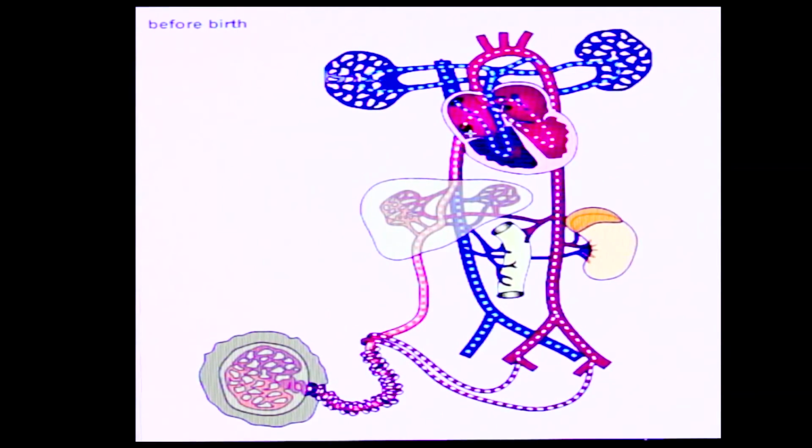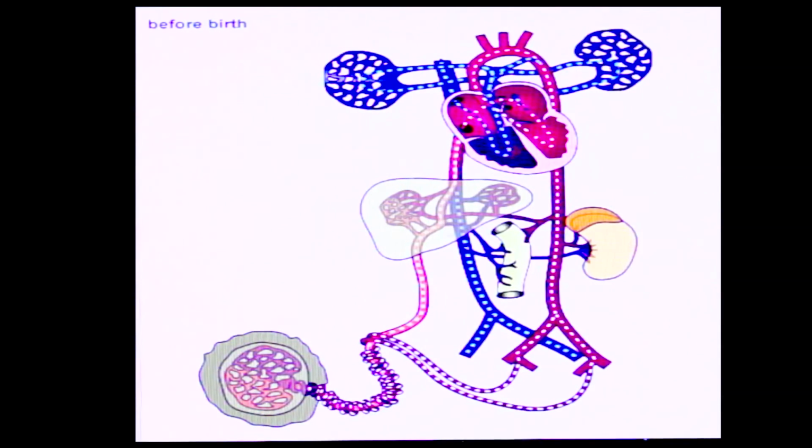So what happens to these structures? The umbilical arteries become the median umbilical ligaments. The umbilical vein becomes the ligamentum teres. The foramen ovale is closed and it becomes the fossa ovalis. Ductus arteriosus becomes the ligamentum arteriosum. Ductus venosus becomes the ligamentum venosum. So these are the structures which remain in the adult circulation as remnants of the fetal circulation.